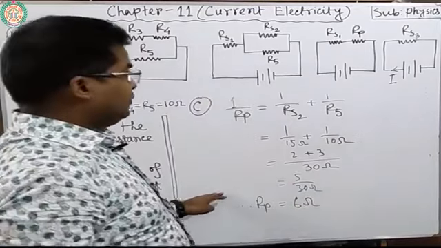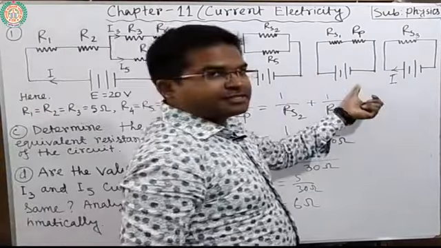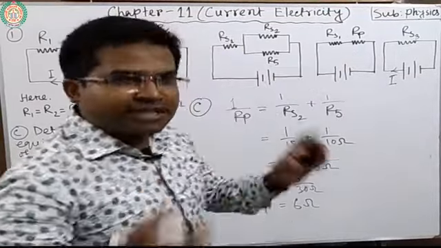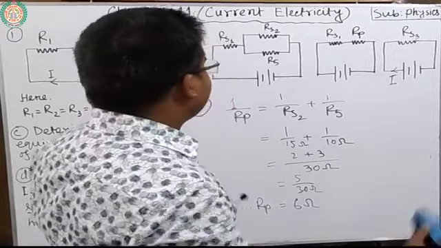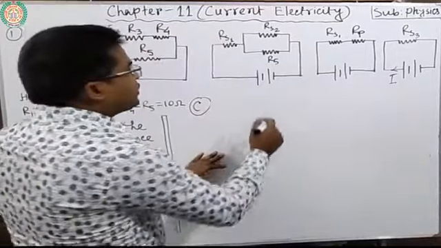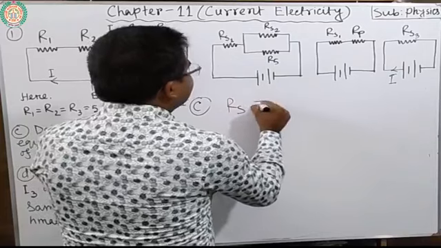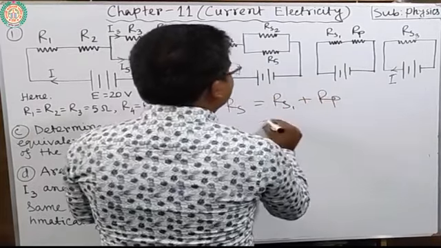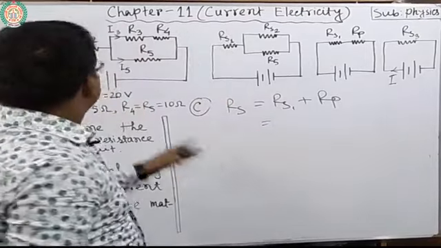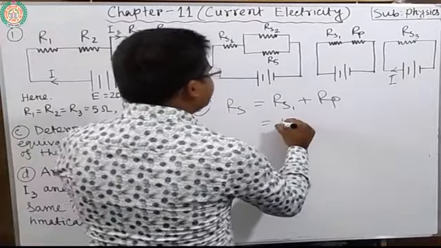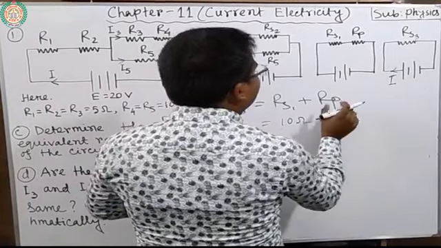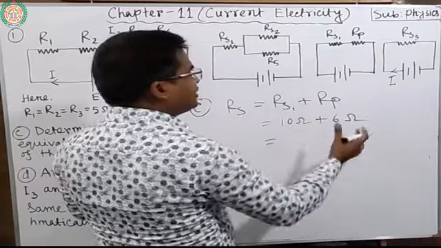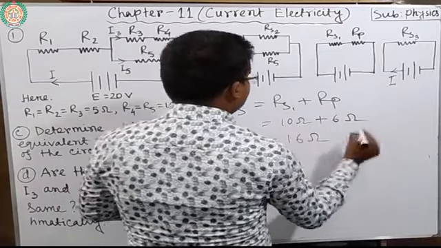So dear students, now the circuit will be this. As RP is 6 ohm, and RP and RS1 are in series combination, if the equivalent resistance is RS3, you can write RS3 is equal to RS1 plus RP. The value of RS1 is 10 ohm and the value of RP is 6 ohm. So the total equivalent resistance of this circuit is 16 ohm.